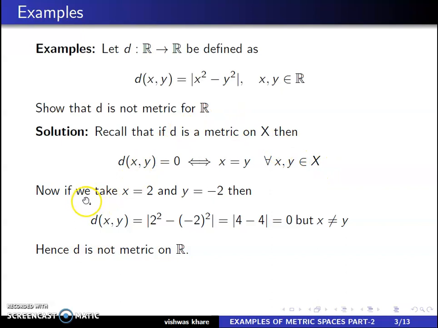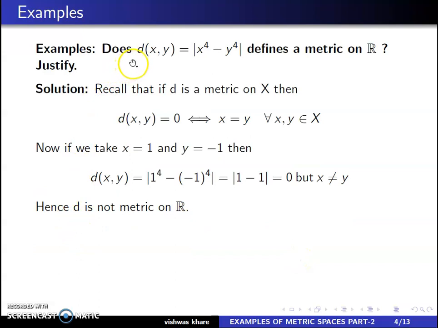Now in this particular case, if we take x is equal to 2 and y is equal to minus 2, then d(x,y) is modulus of 2 square minus (minus 2) square, which is equal to modulus of 4 minus 4, which is equal to 0, but x is not equal to y. So again, this property is violated. That is, we are having d(x,y) is equal to 0. So what should happen? x should be equal to y. But here we are having x is not equal to y, still we are getting d(x,y) is equal to 0. It means, hence, d is not a metric on R.